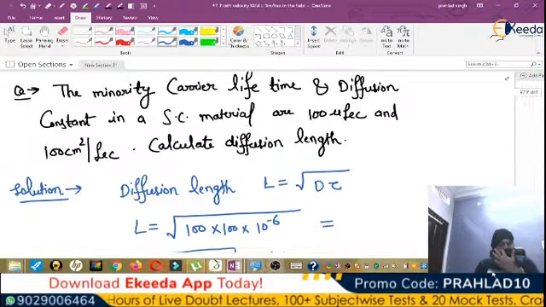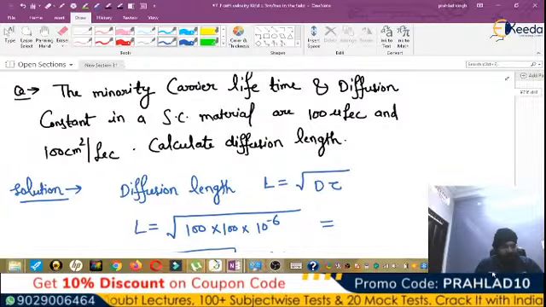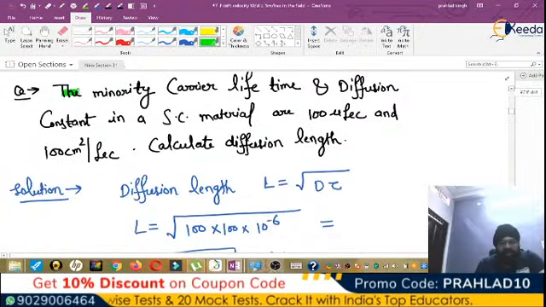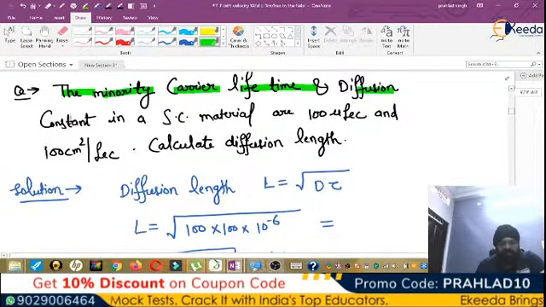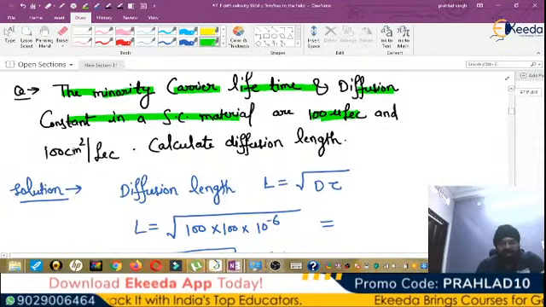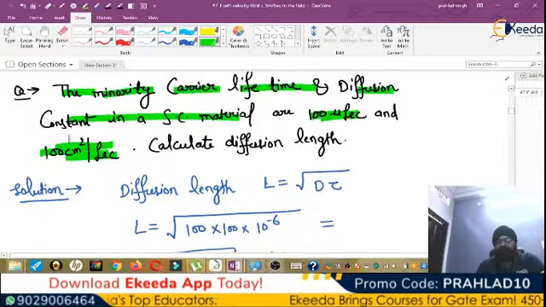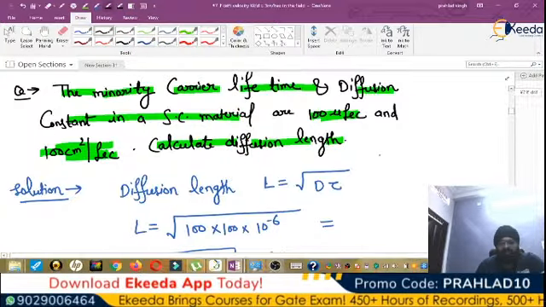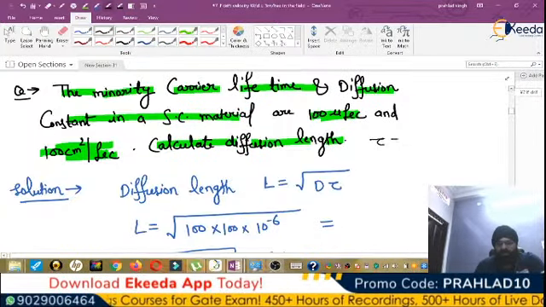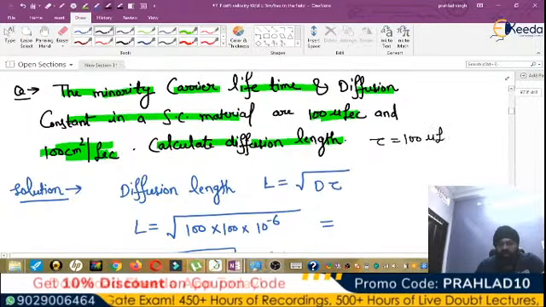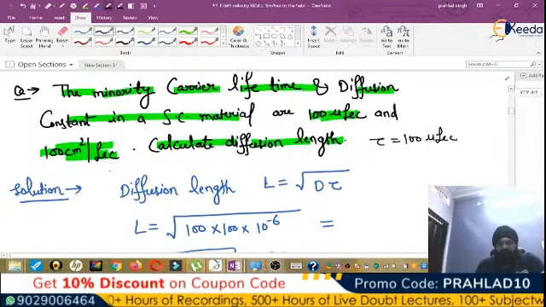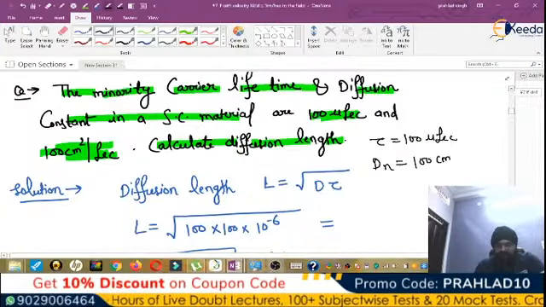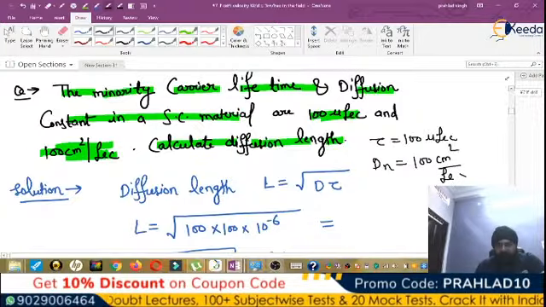Next question is, the minority carrier lifetime and the diffusion constant in the semiconductor are 100 microsecond and 100 centimeter square per second. Then calculate diffusion length. Okay, so tau is given as 100 microsecond and diffusion constant Dn is given as 100 centimeter square per second.